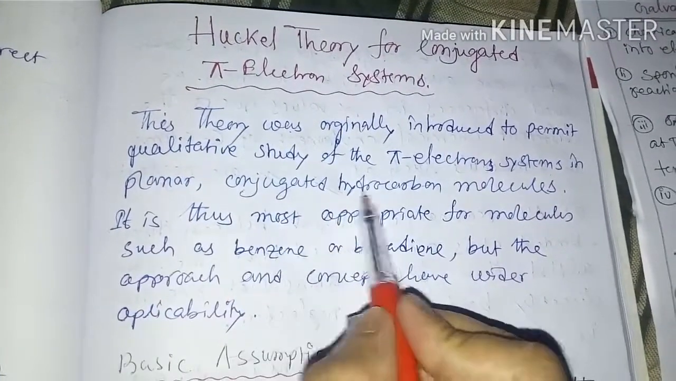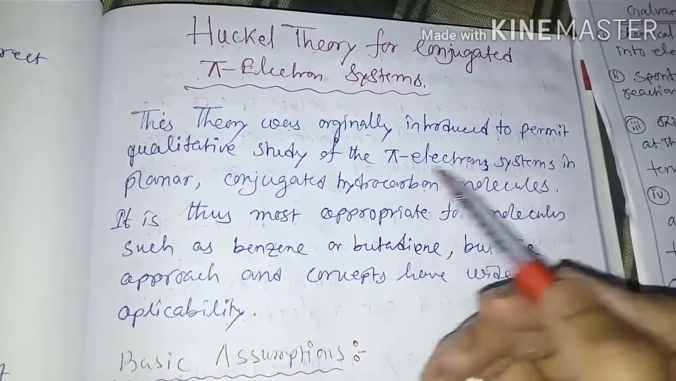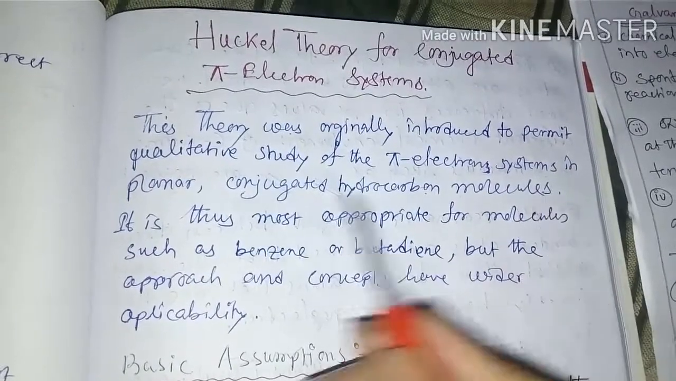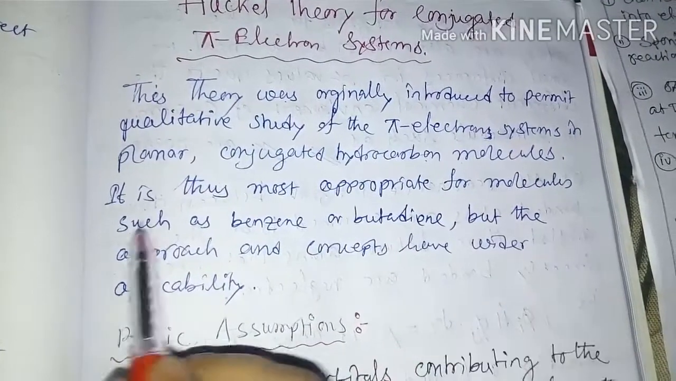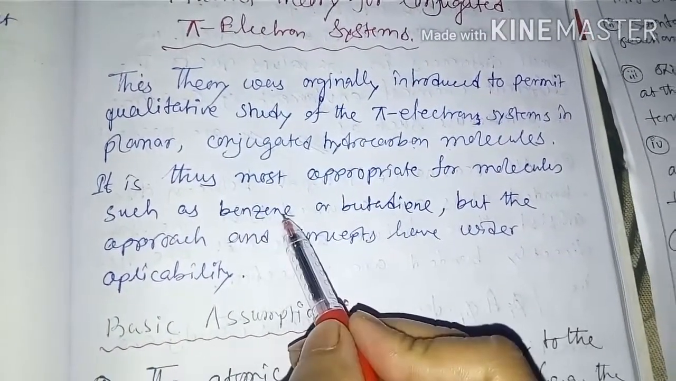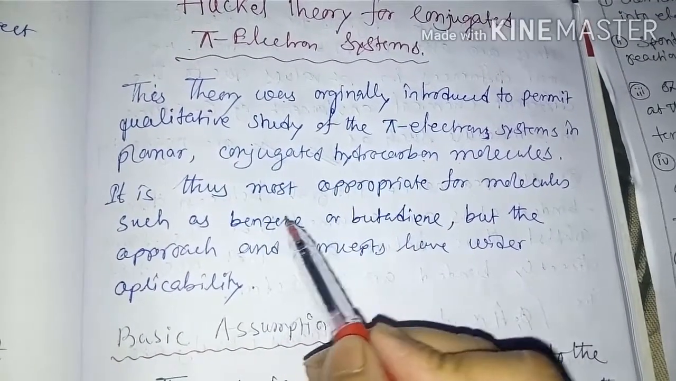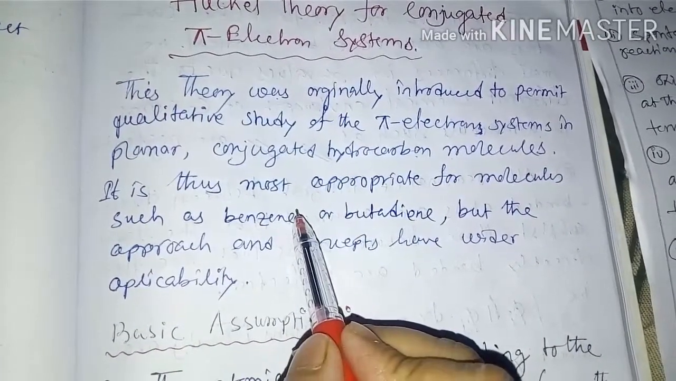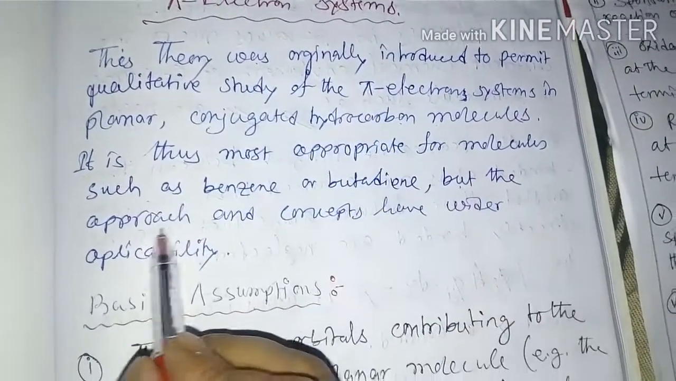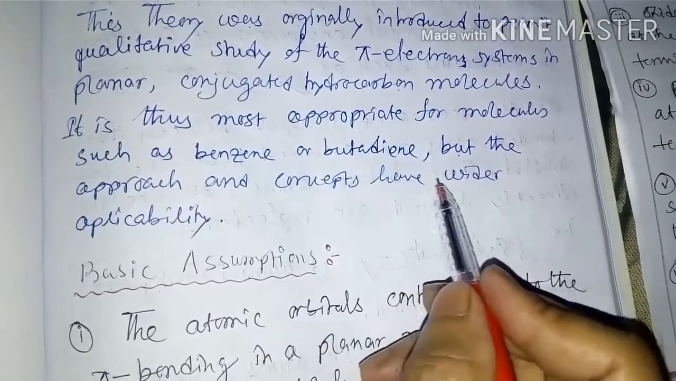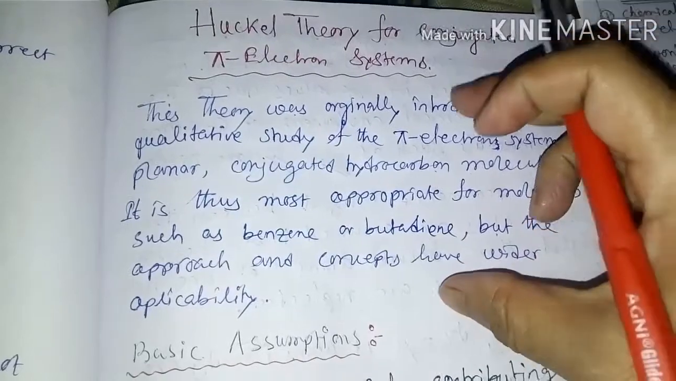So this theory was originally introduced to permit qualitative study of the pi electron systems in planar conjugated hydrocarbon molecules. You know what conjugated hydrocarbons mean. It is thus most appropriate for molecules such as benzene. In benzene there are three pi electron systems, and butadiene also has two pi electron systems, but the approach and concepts have wider applicability. So this is the introduction.